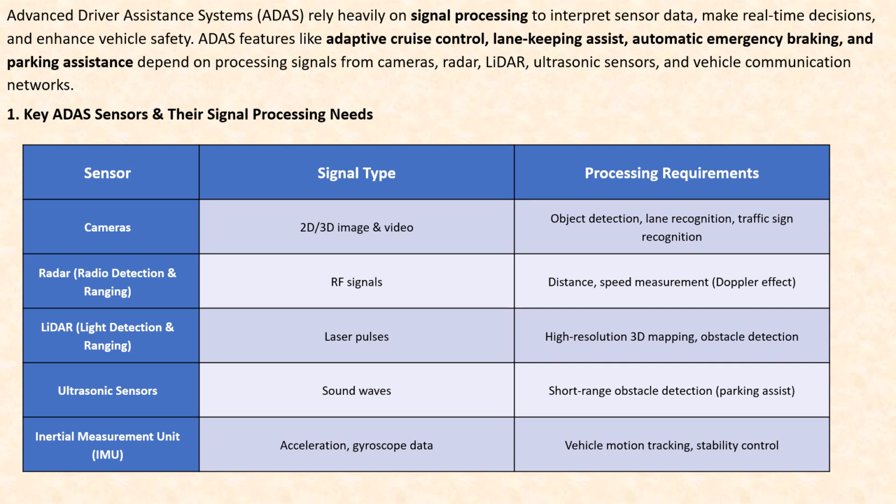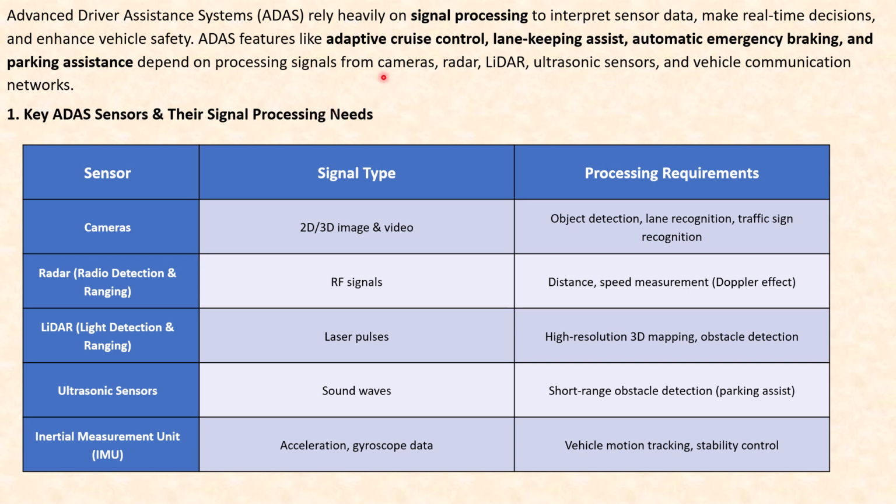Now, advanced driver assistance systems rely heavily on signal processing to interpret sensor data, make real-time decisions, and enhance vehicle safety and vehicle performance. ADAS features like adaptive cruise control, lane keeping assist, automatic emergency braking, and parking assistance depend on processing signals from cameras, radar, lidar, ultrasonic sensors, and vehicle communication networks.